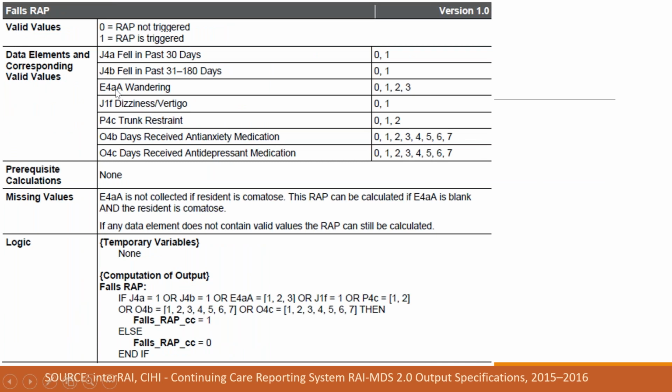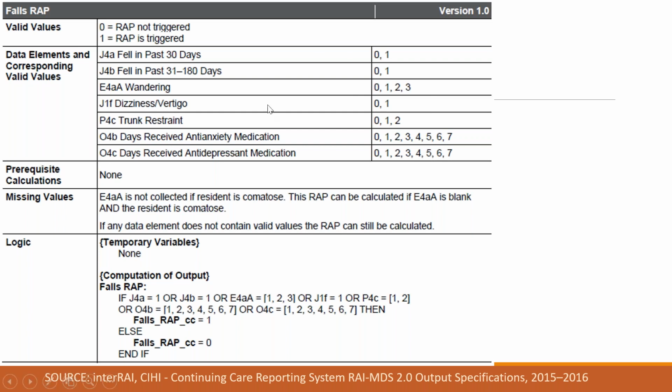Falls in 30 days. Wandering is another risk indicator, and we're only using the A side of the item. Does the person wander, from E4? Dizziness is also a risk indicator. That comes from J1F. If trunk restraints are being used, they're saying that's an indicator. And then the receipt of anti-anxiety or antidepressant medications are also risk factors. And you can see for those, it's the number of days that they've received those indicators.